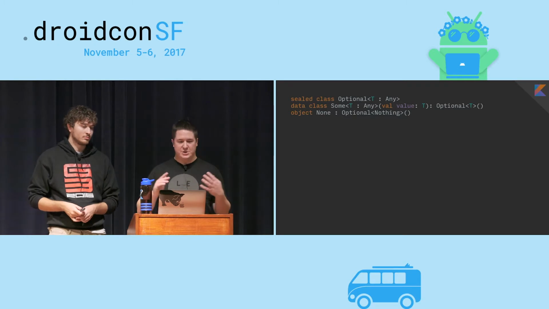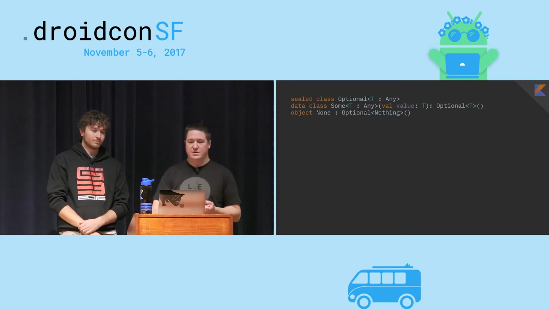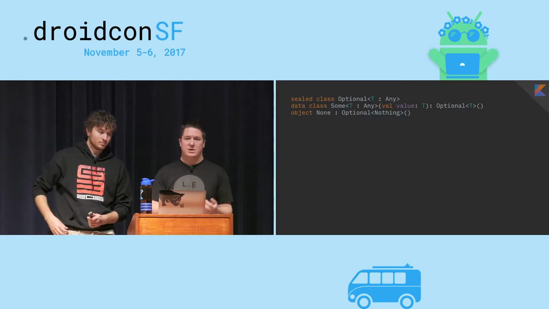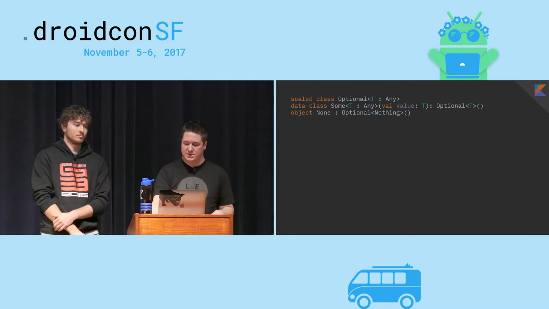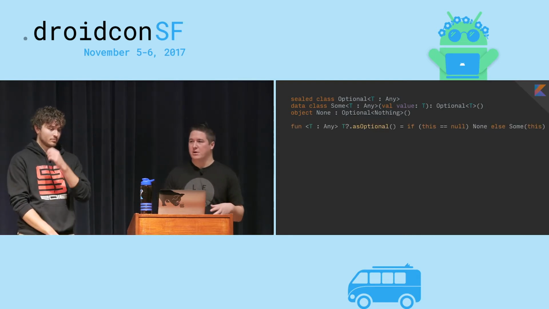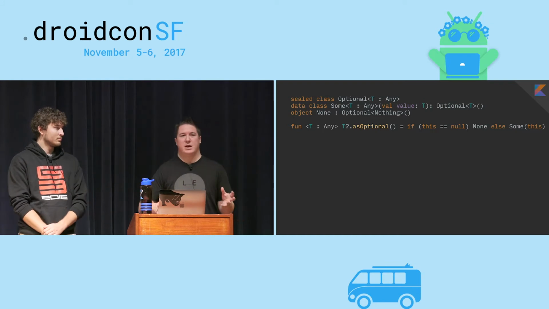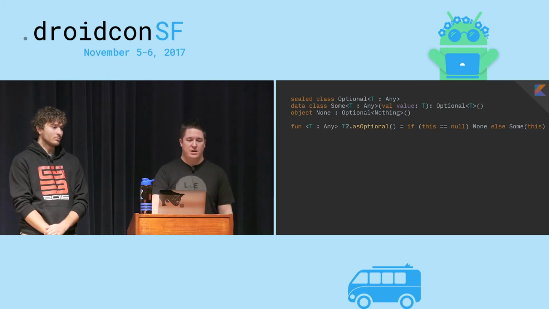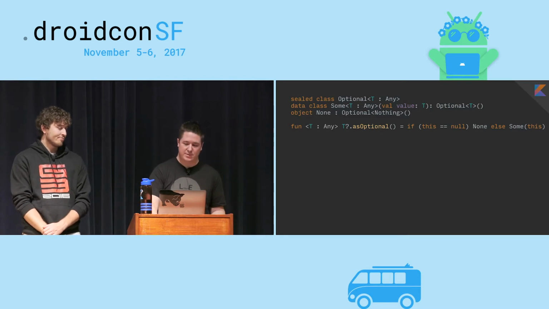OK, so extension functions, again, another feature of Kotlin that enables really elegant extension of existing APIs. These are normally defined on the top level of a class. And so here I'm adding a function to any nullable type to turn it into an optional type.